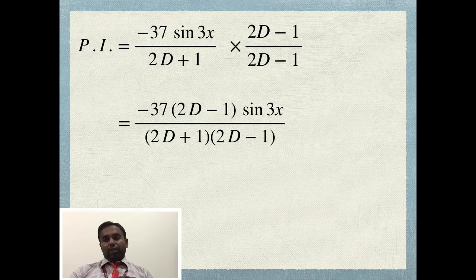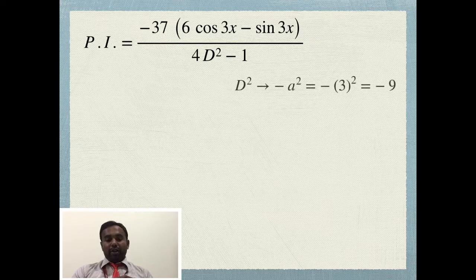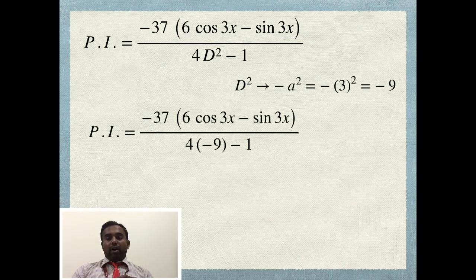The moment I multiply 2d minus 1 with sin 3x, one can easily observe that d represents d by dx, so sin 3x has to be differentiated. In the denominator, we can observe it is of the form a plus b into a minus b. In the numerator, 2d, that is 2 times 3 sin 3x, I will be differentiating with respect to x. So, sin 3x gives me 3 cos 3x.